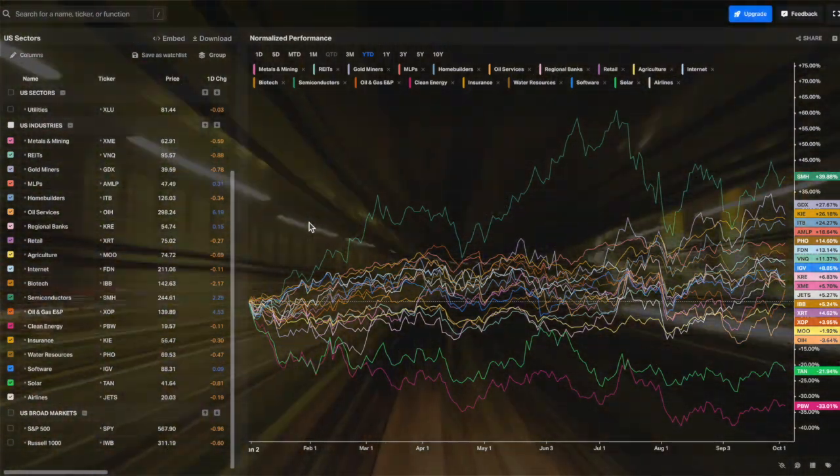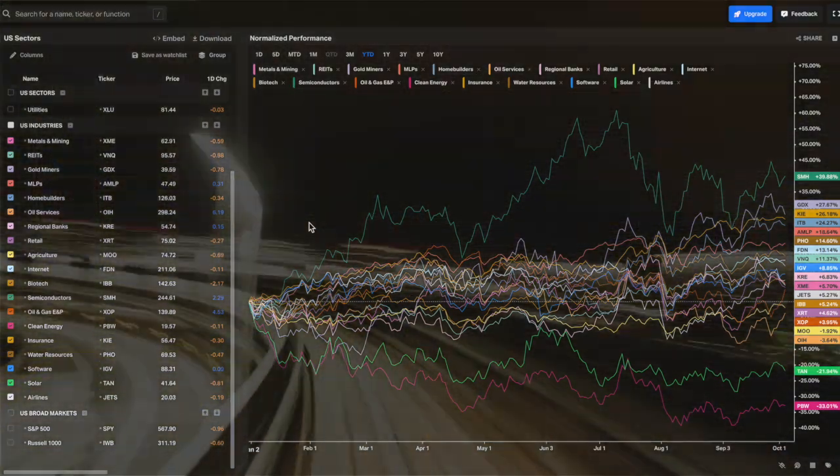Today we're gonna look at the US sector tab on Koyfin.